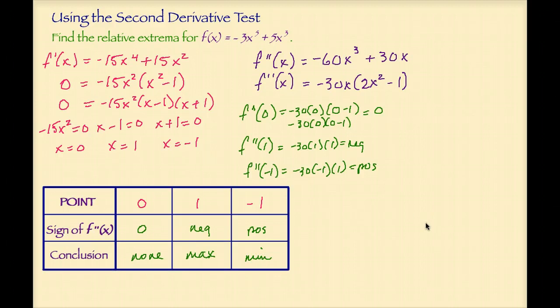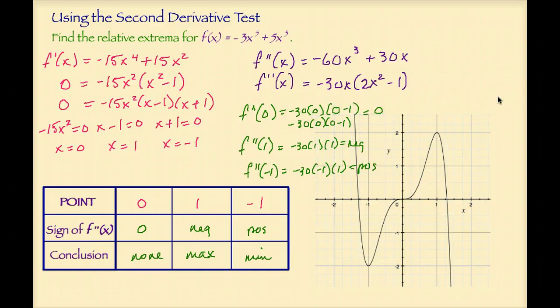So let's, as usual, take a look at the graph and see if we have correctly analyzed our data. So at 0, notice it's not definitive. It's not a max or min value, and we weren't able to tell from the second derivative test anyway. At 1, we found that the second derivative was negative, which meant that we had a concave down section of the graph and we had a maximum value there. And at -1, the second derivative was positive, meaning we had a concave up section of the graph, which meant that at -1 we had a minimum value.